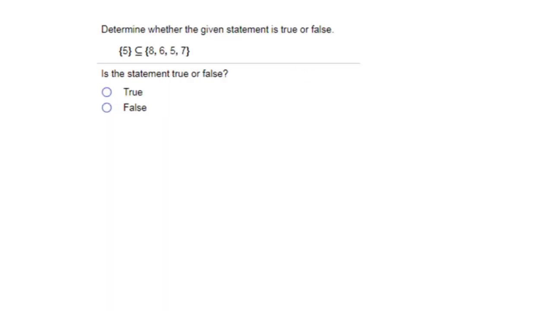As we continue to practice, what you need to do is continue to remember your definitions of subset versus proper subset. All right, so this one says determine whether the given statement is true or false. So this is saying the first set containing A is a subset of the second set containing 8, 6, 5, 7. And is this a true statement? Yes, it is. The element 5 is contained in the second set. So therefore, the first set is a subset of the second set.